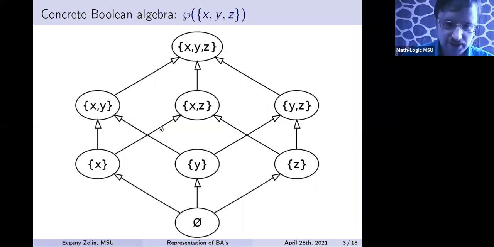Some concrete Boolean algebras, for example, the Boolean algebra of all subsets of the 3-element set X, Y, Z, can be depicted like this. So we always have the minimal element, which is 0. Here it is the empty set. The maximal element and some other sets. Boolean algebras are special cases of lattices. So every Boolean algebra is a lattice, if you know the notion of a lattice.